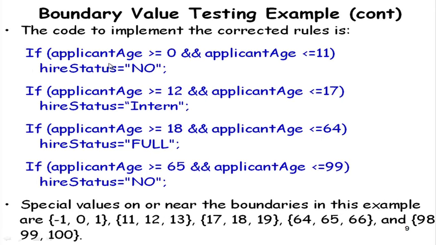So, this is the corrected code based on the corrected specification, and in any case we will have to check the boundaries: 11, 12, 0, -1, 17, 18, 64, 65, 99, 100, and of course, the nominal values we need to consider.